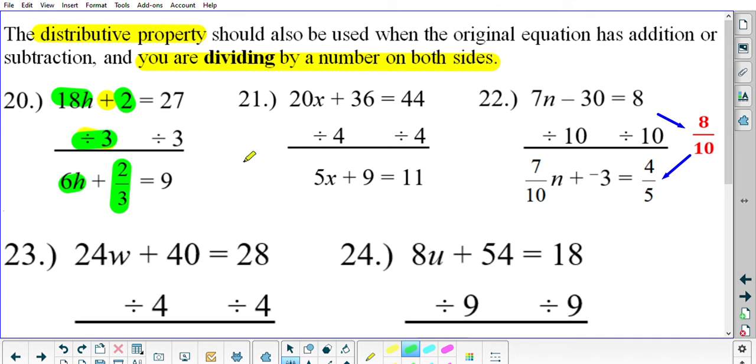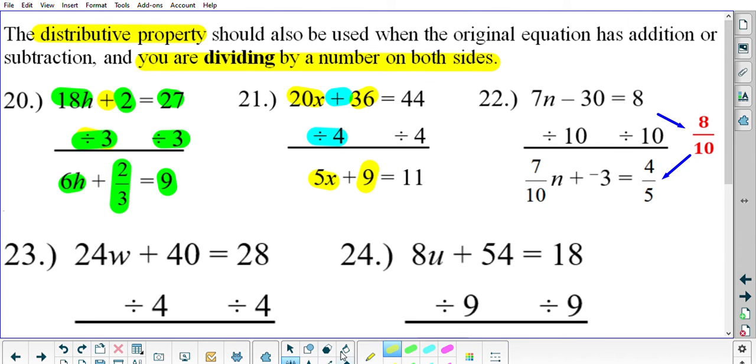And then, of course, the right-hand side of the equal sign, 27 divided by 3, obviously will give you 9. And guys, this continues to happen. Take a look at number 21. We have an addition problem. And what are we doing? We're dividing it. So the 20x must be divided by 4, gives you 5x. The 36 also gets divided by 4, gives you 9.